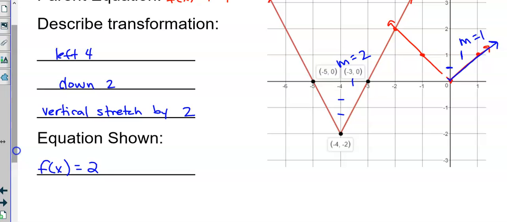Okay. So our new equation, we have to put our vertical stretch in. So a 2 out front. And then left 4 is a plus 4 on the inside. And then down 2 is a minus 2 on the outside.